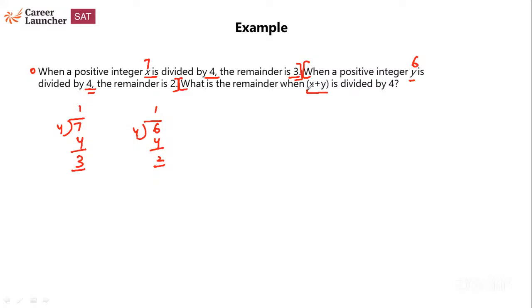What is the remainder when x plus y? X is 7, y is 6. That is 13. 13 divided by 4, the remainder is 1.